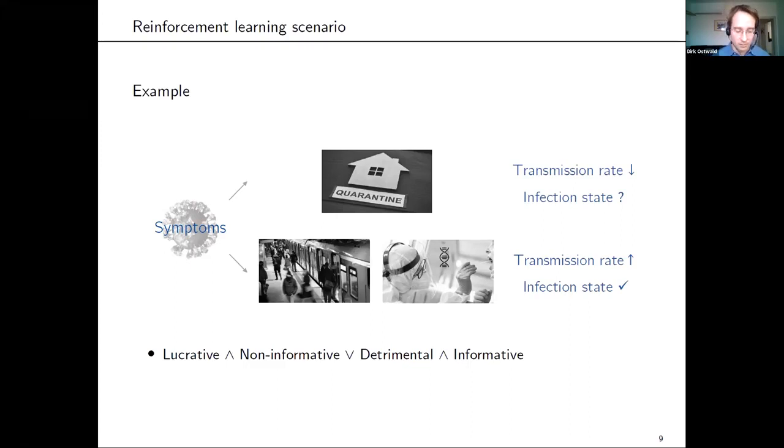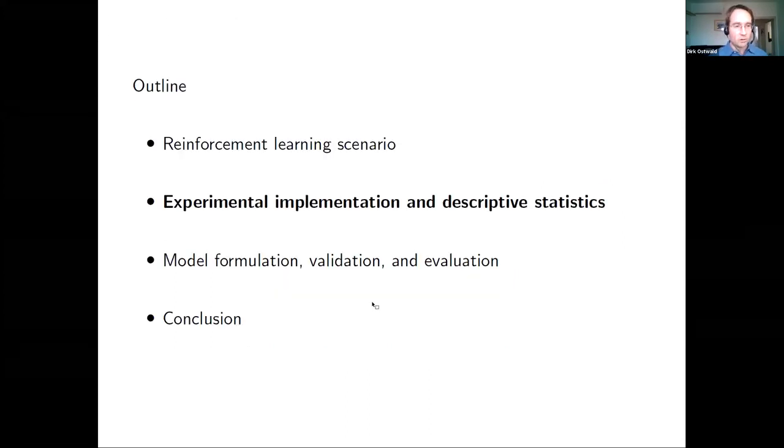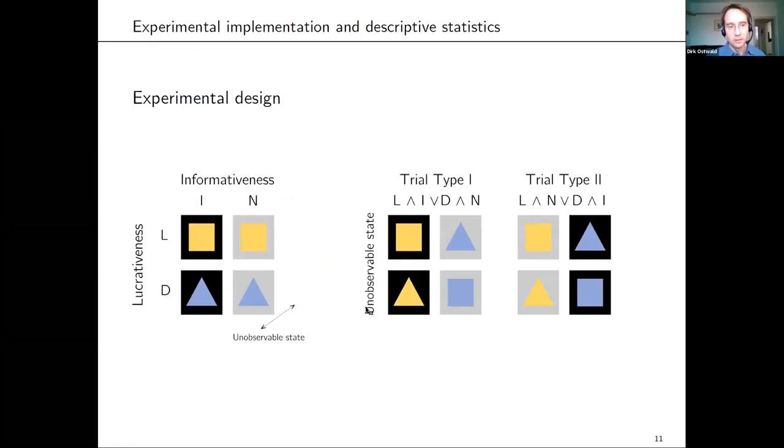Of course, you can come up with many other examples where you might have to choose between something that you think is rewarding but doesn't give you information at this point, or something that is not rewarding, even detrimental, but maybe informative. So that's the overall reinforcement learning scenario. The question is how to choose between lucrative and informative or non-informative, and detrimental and non-informative or informative actions. How did we do this in experiments, and how do our participants perform there?